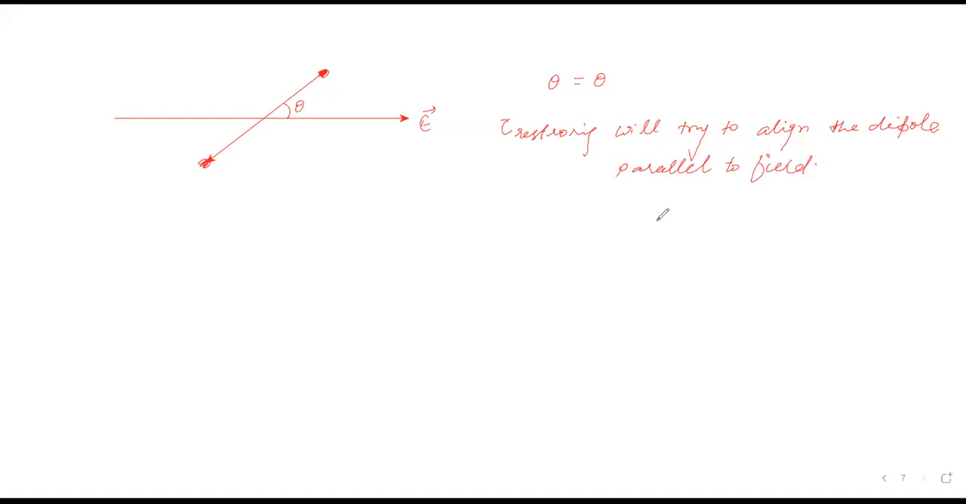Note it down, please. And this is a type of unstable equilibrium. Yes, sir. This is a type of unstable equilibrium.